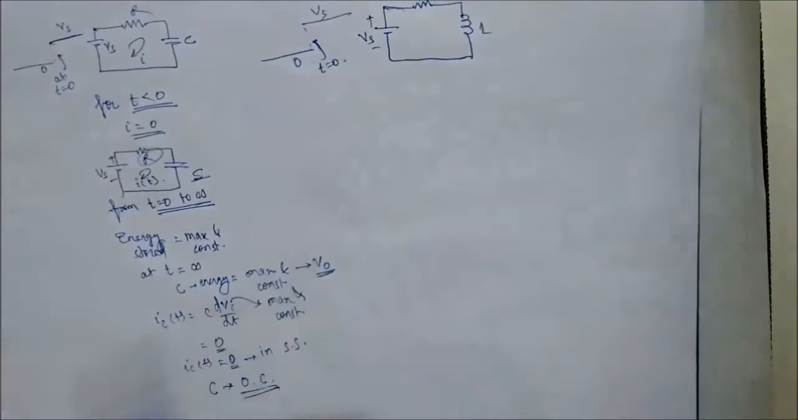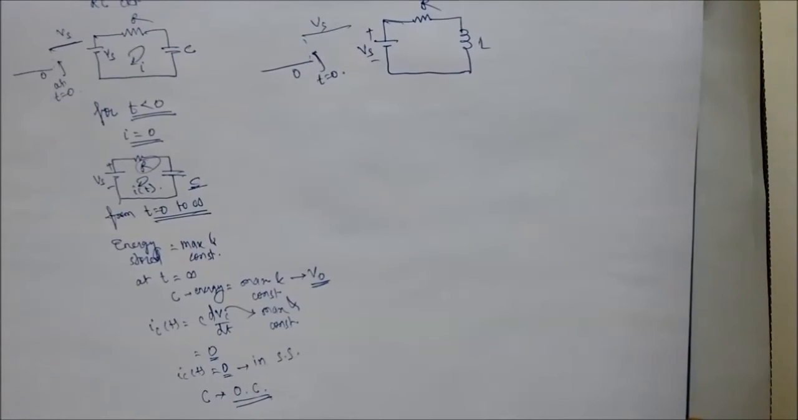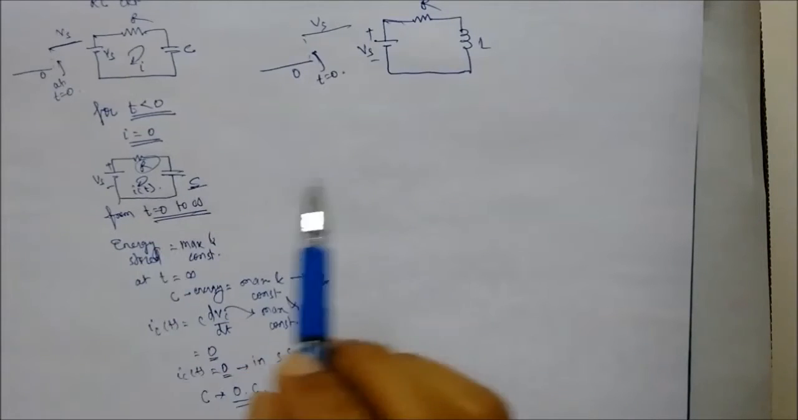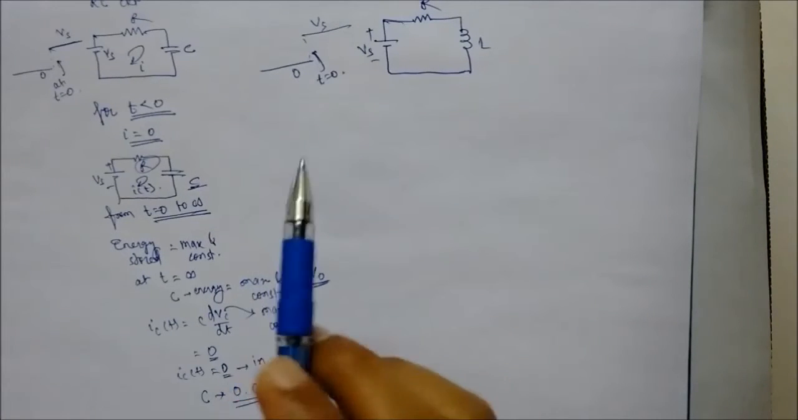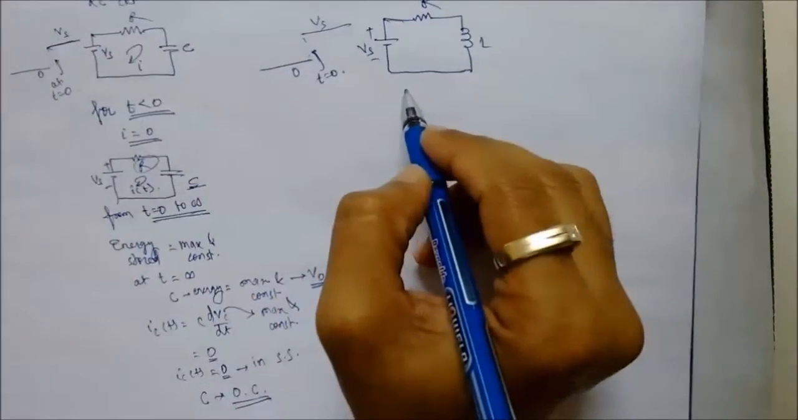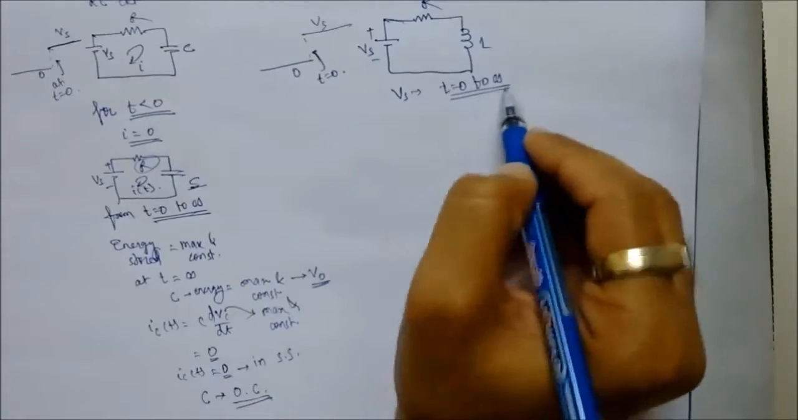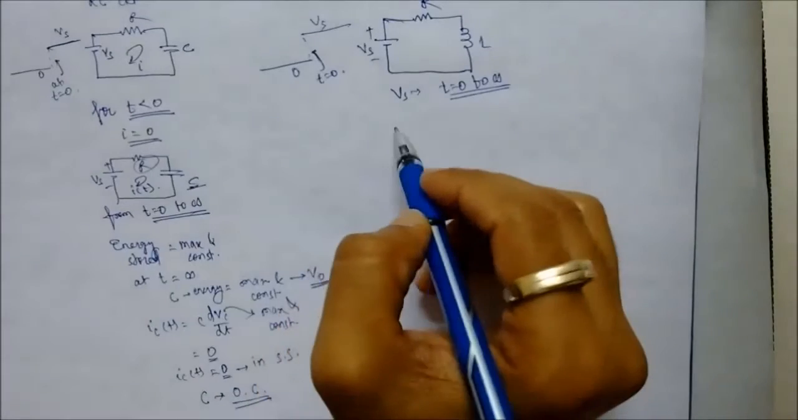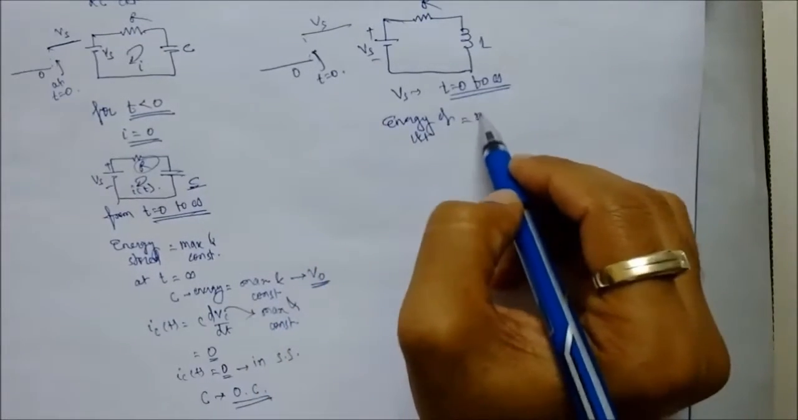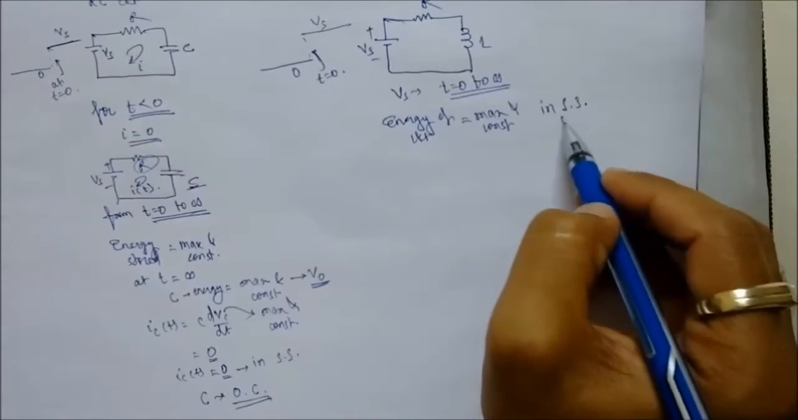Vs is applied, a voltage source applied across the RL network, and at t equal to 0 the input value changes from 0 to Vs. Since we are going to apply this voltage Vs from t equal to 0 to infinity, after a very long time the energy of the circuit will be maximum and constant, that means in steady state condition.